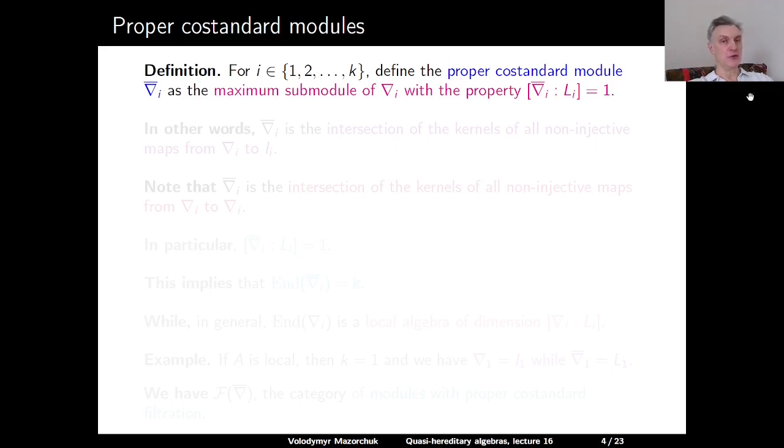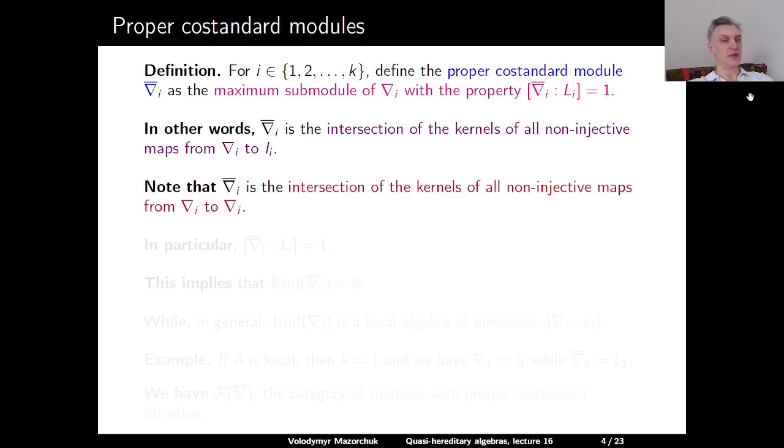maximum submodule of the costandard module ∇i which has the property that the multiplicity of Li in ∇̄i is equal to 1. In other words, the module ∇̄i is the intersection of the kernels of all non-injective homomorphisms from ∇i to Ii. Or, equivalently, ∇̄i is the intersection of the kernels of all non-injective homomorphisms from ∇i to ∇i.